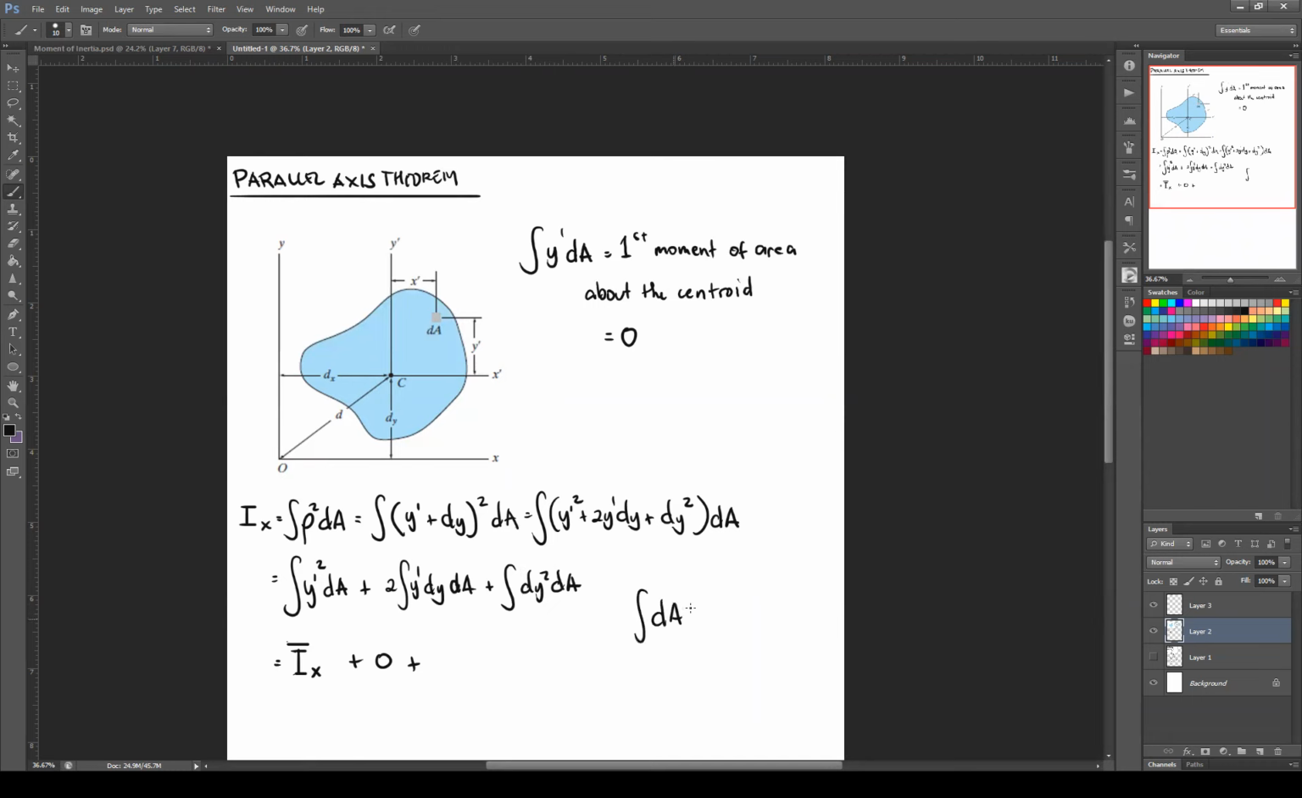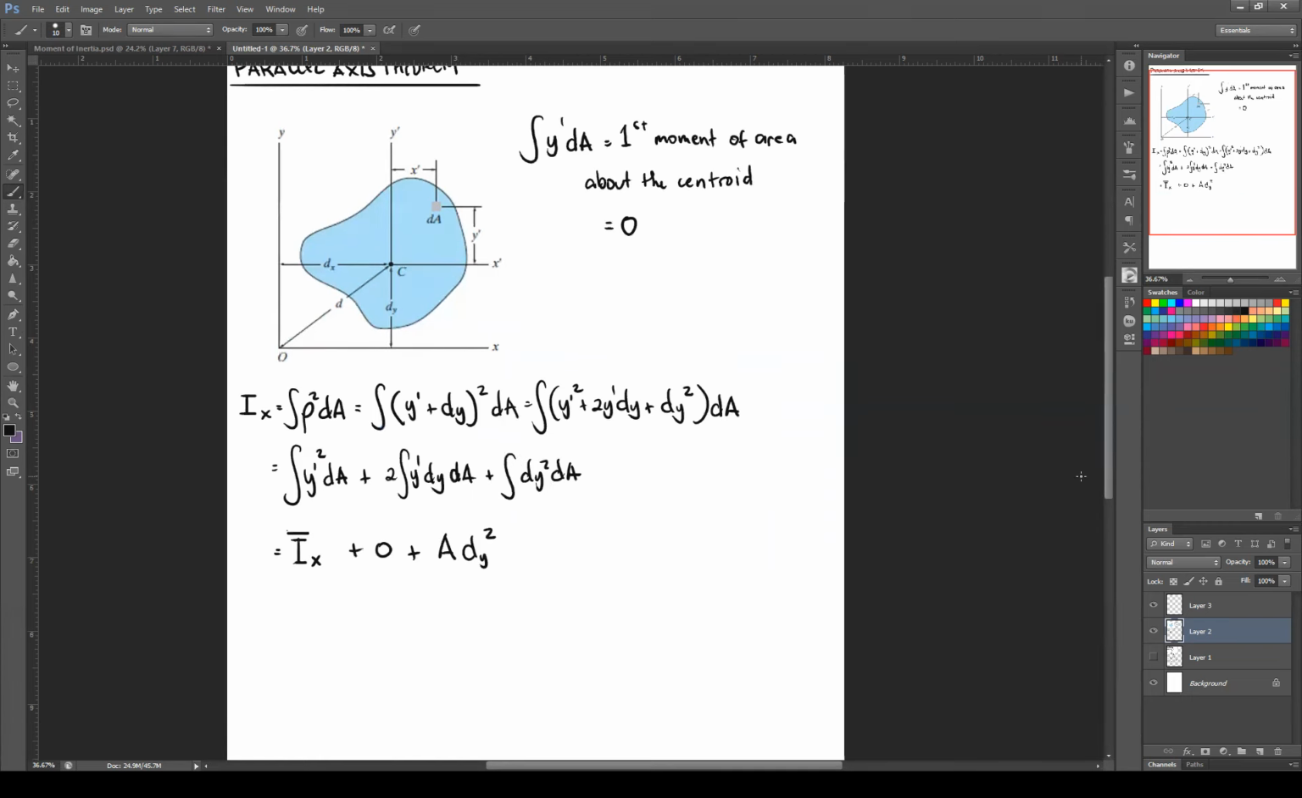And then recall, integral of dA is just equal to A, from your integral calculus. So therefore, this equals A times dy squared. And then finally, our moment of inertia about your reference axis is equal to your moment of inertia about your centroidal axis plus the total area of your figure times the distance of your centroidal axis to your reference axis squared. So A dy squared. Okay. So that is for the x-axis.